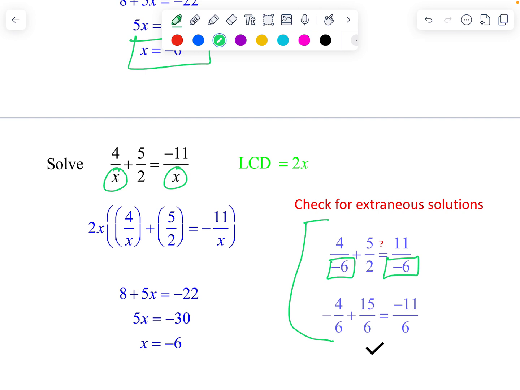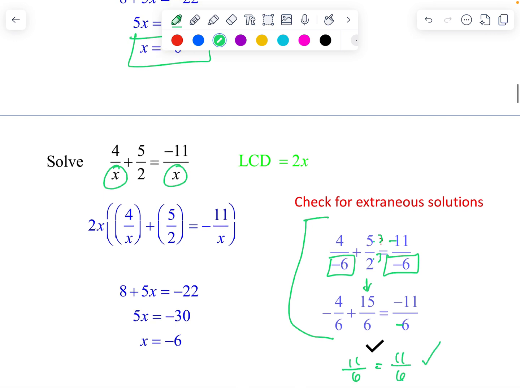4 over negative 6 plus 5 over 2, does that actually equal negative 11 over negative 6? And we would have to get a common denominator for 5 over 2. I'd have to multiply the numerator and the denominator by 3. That's what gets us this 15 over 6. And then if I add negative 4 over 6 plus 15 over 6, I would end up with 11 over 6. And then this is really supposed to be a negative here. Negative 11 divided by negative 6 is going to end up being a positive 11 over 6, which is going to check out for us. So that is a valid solution.